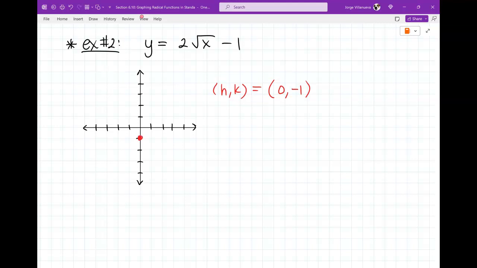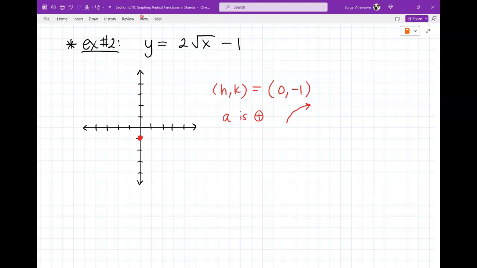Now I know my A term is a positive 2, right? So A is positive, which means the graph's going to look like that. It's going to open up to the right side going upward. If A is negative, then it opens down. Just kind of curious, looking at your homework, do we ever get a negative? Yeah, we do. So we'll make sure we do one of those.